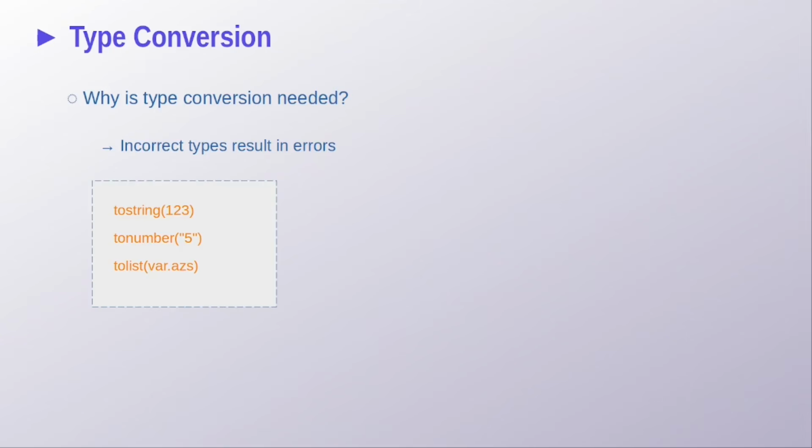Terraform provides conversion functions. Common examples: tostring, tonumber, tolist. These functions prevent hidden errors, make data compatible, improve reliability. Terraform does exactly what you say, not what you mean. So always make type explicit.